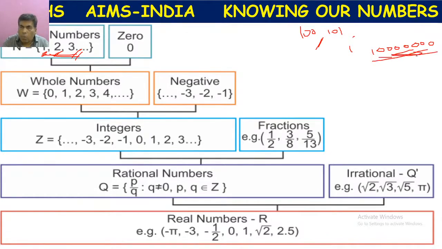So is 1 crore the biggest counting number? No, because if we add 1 to 1 crore, what happens? It will become 1 crore 1. So 1 crore is not the biggest number. Like that, the biggest number in counting numbers, we can't tell.